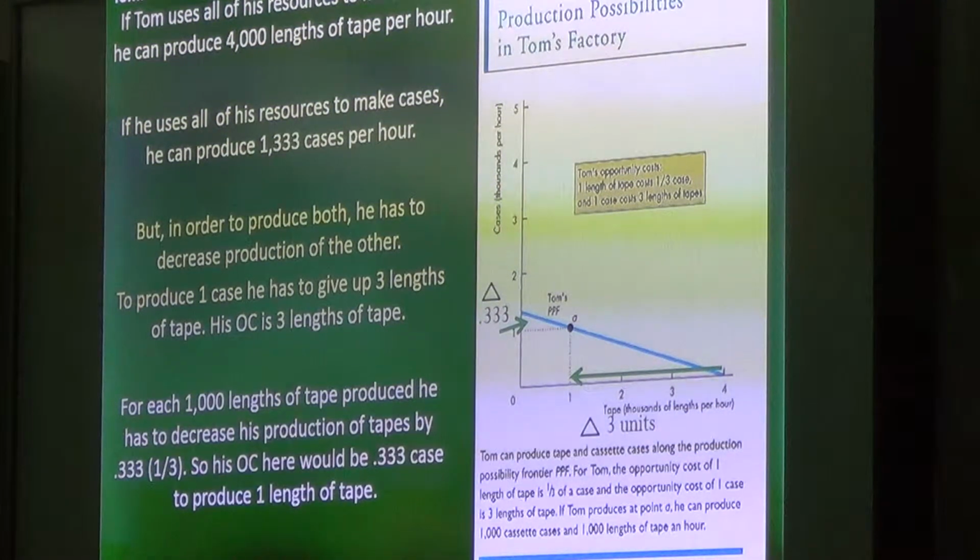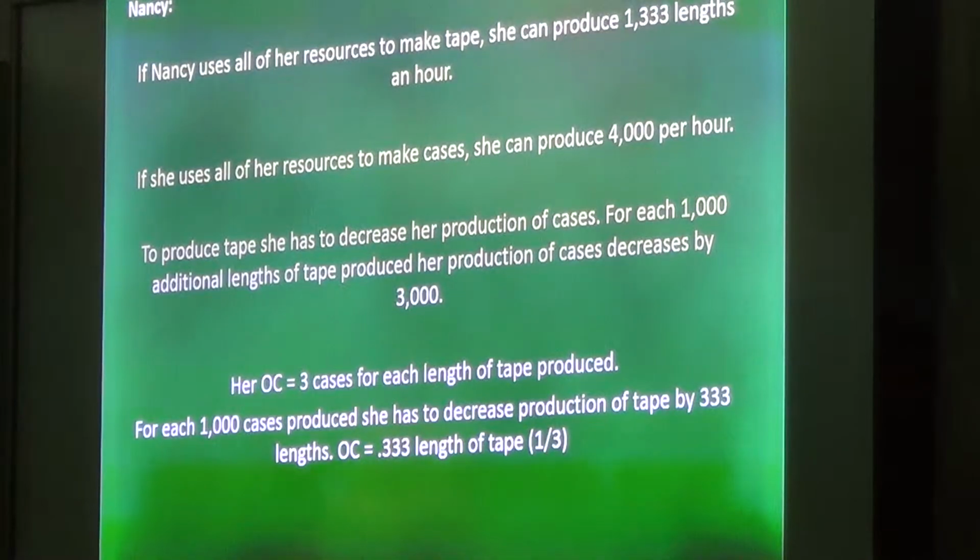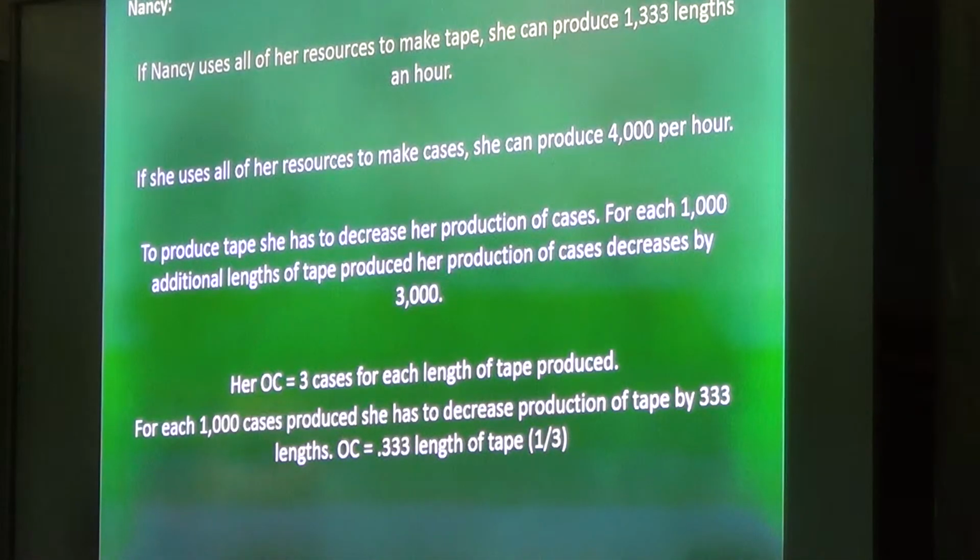Follow along? Mm-hmm. Okay. So Nancy is this other producer, and if she uses all of her resources to make tape, she can produce 1,333 lengths of tape in an hour.